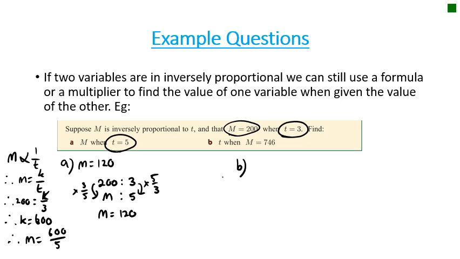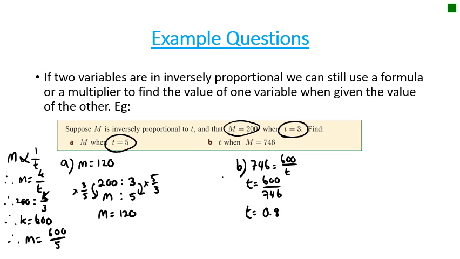So let's have a look at B. We know that k equals 600, and we're trying to find out what t is. So 746 equals 600 over t. t therefore would equal 600 over 746. I'm going to have to do that on a calculator because I don't know that off the top of my head. That would give me t equaling 0.8 seconds.